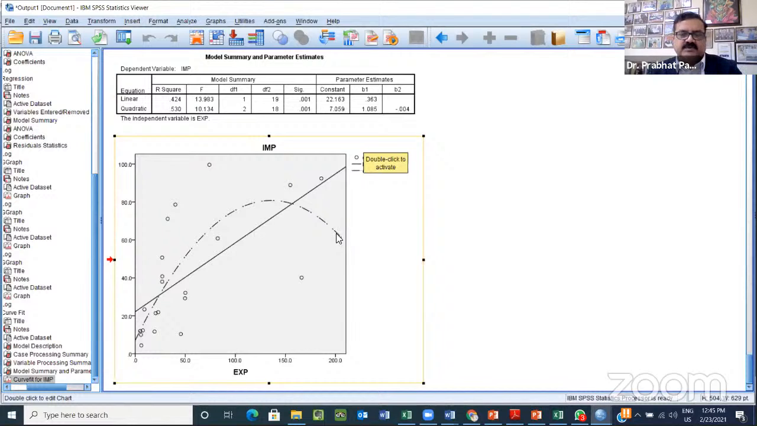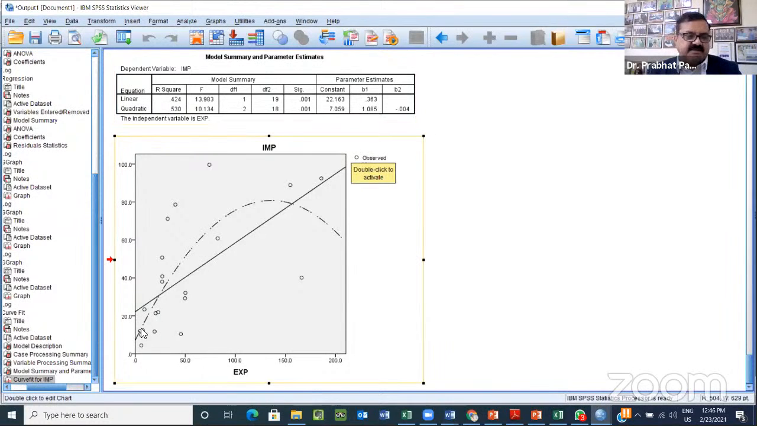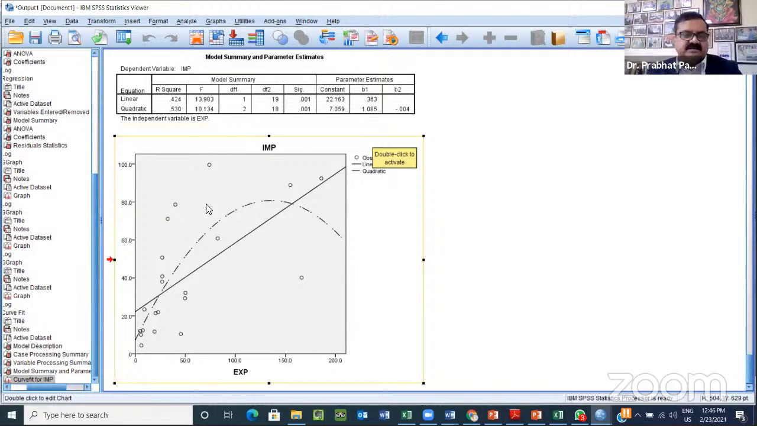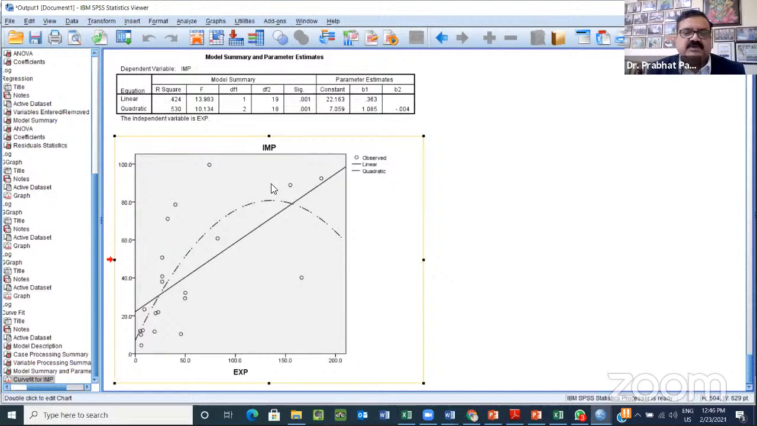So it has got two slopes. The first slope is represented by beta 1, which is 1.085. The rate at which this graph is going up is 1.085. And after reaching the peak, the rate at which it is falling is 0.004. So that's what the graph is all about. And the turning point is here. Those who know algebra will know that the turning point is the place where dy by dx is equal to 0. So here the rate of change in the graph is 0.